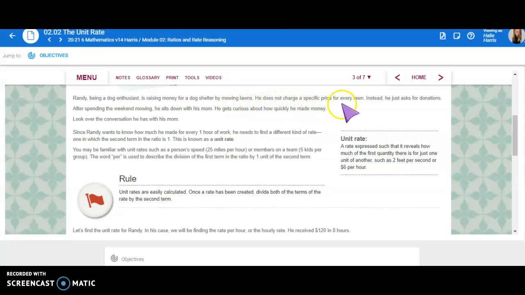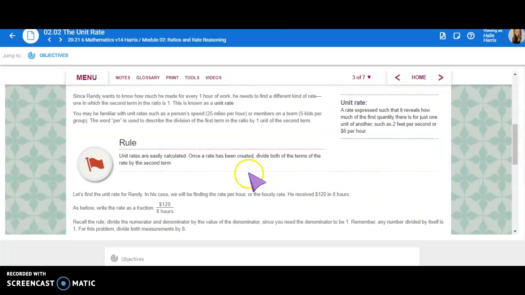He does not charge a specific price for every lawn. Instead, he just asks for donations. After spending the weekend mowing, he sits down with his mom. He gets curious about how quickly he made money. Look over the conversation that he has with his mom. So we did that up here on the top.